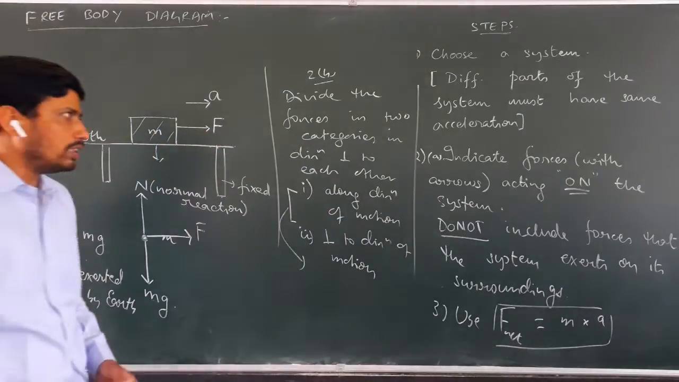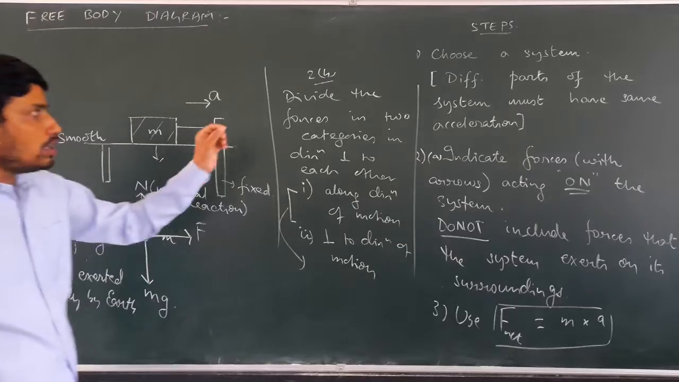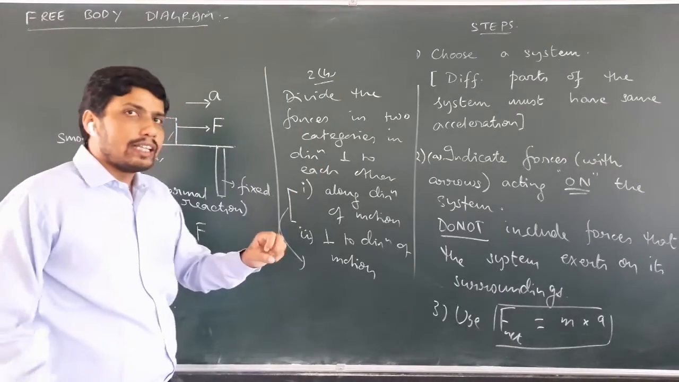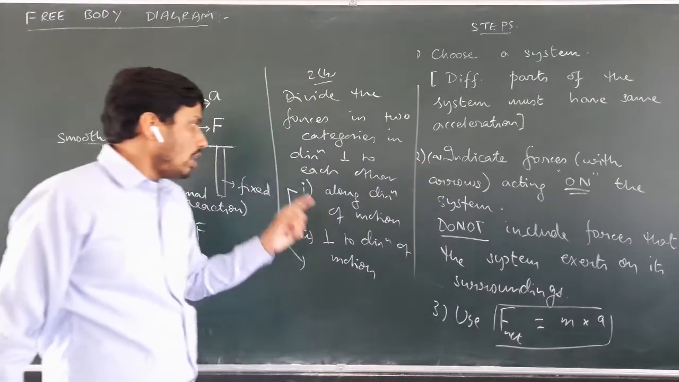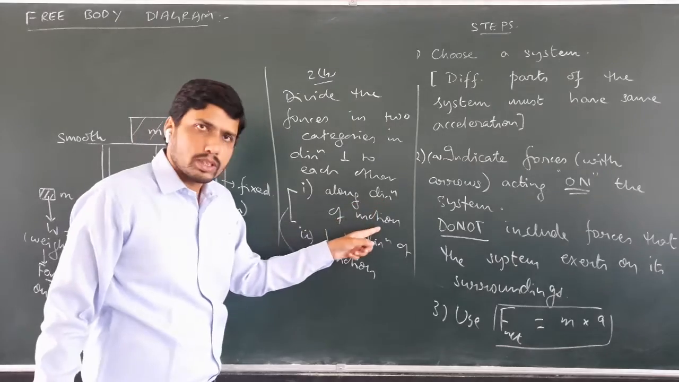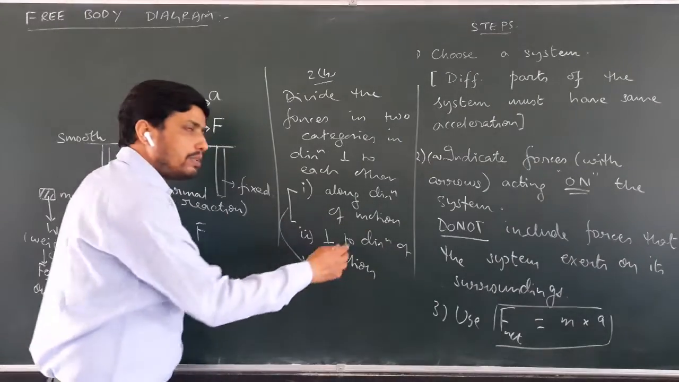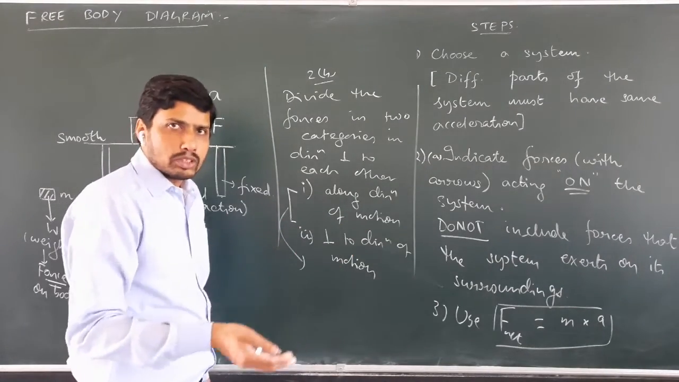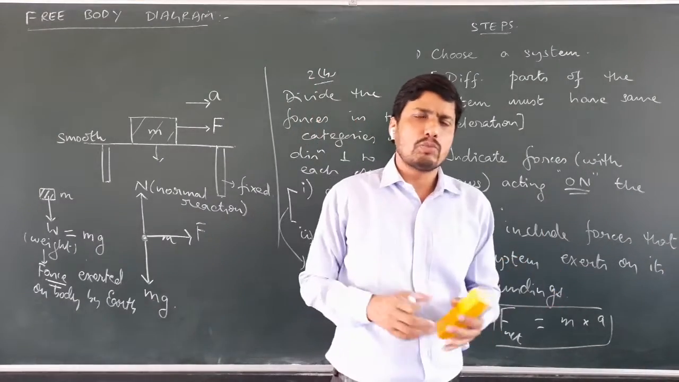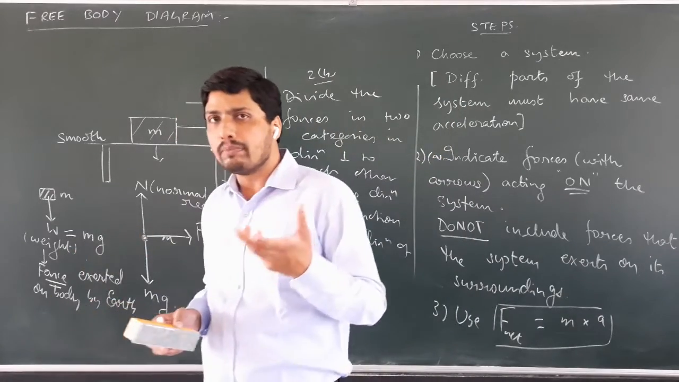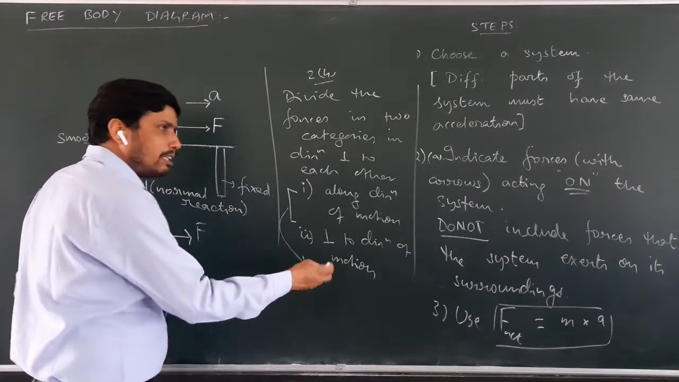Now let me try to explain the meaning of this. Segregate or divide the forces. Here there are three forces. You divide them into two categories. And these two categories are in two different directions, perpendicular to each other. One direction will be along the direction of motion and the other will be perpendicular to the direction of motion. This motion may be actual motion, or it may be impending motion. Impending motion means, for example, I am pushing an almirah, but the almirah is not moving. The body remains at rest because of some friction. So in that case, instead of motion, it's impending motion.